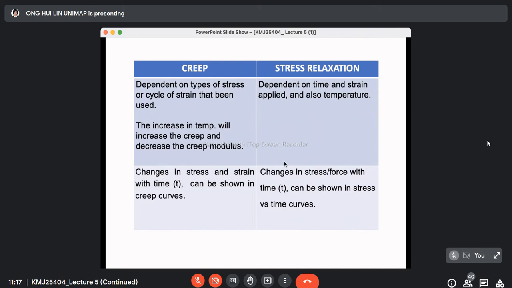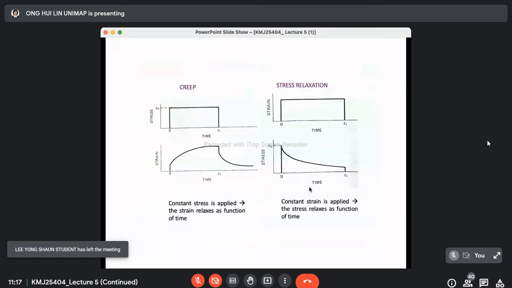You can search some of that in Google. Actually, there's a lot. Changes in stress and strain versus time can be shown in a creep curve. This is the curve you can draw that I tell you, and this is another curve you can draw. Something like this. So here is a simple one, the creep.